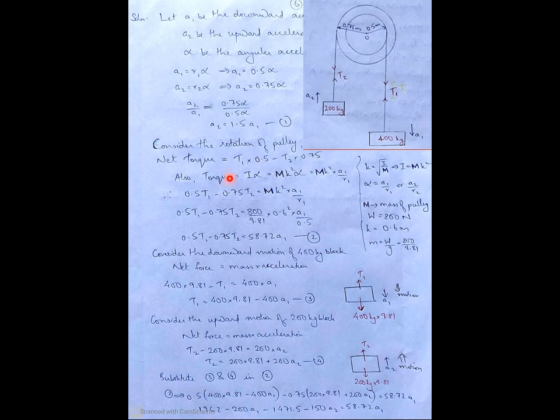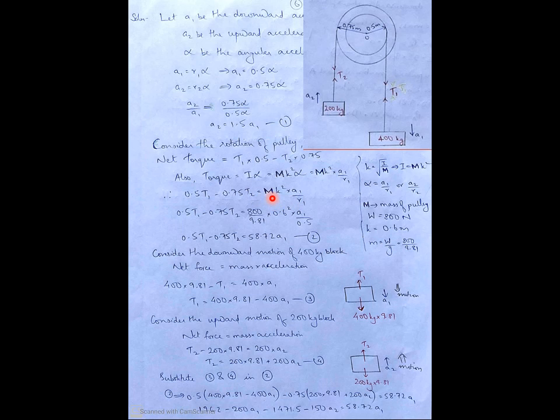Now we have one more equation for torque, which is I into alpha. As the radius of gyration is given, we can write K equal to root of I by M, or I equal to mK square. So torque equal to mK square into alpha. Instead of alpha, you can write either A1 by R1 or A2 by R2. Here we have written it as A1 by R1. So it is mK square into A1 by R1. Now equating these two, you will get 0.5 T1 minus 0.75 T2 equal to mK square into A1 by R1. Substitute those things which are known to you.